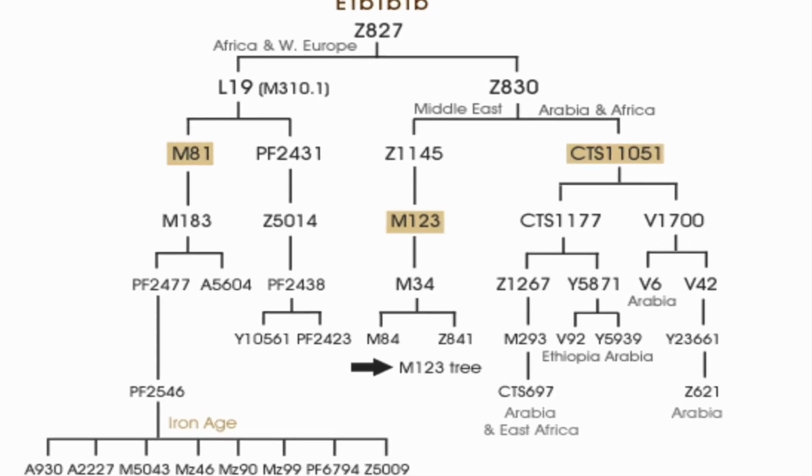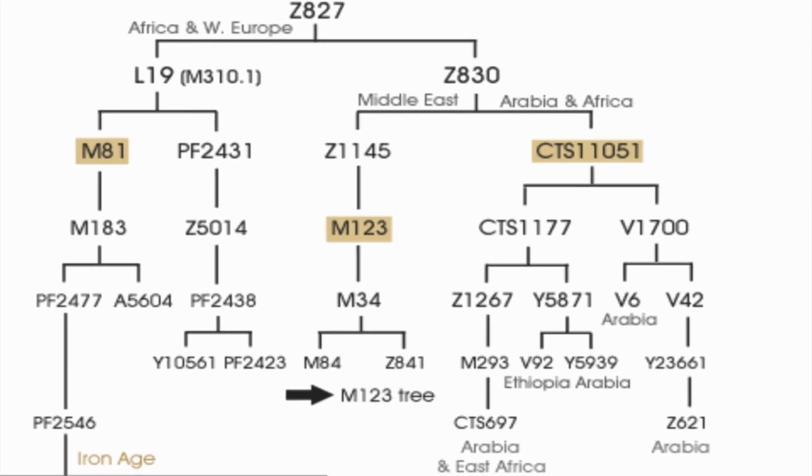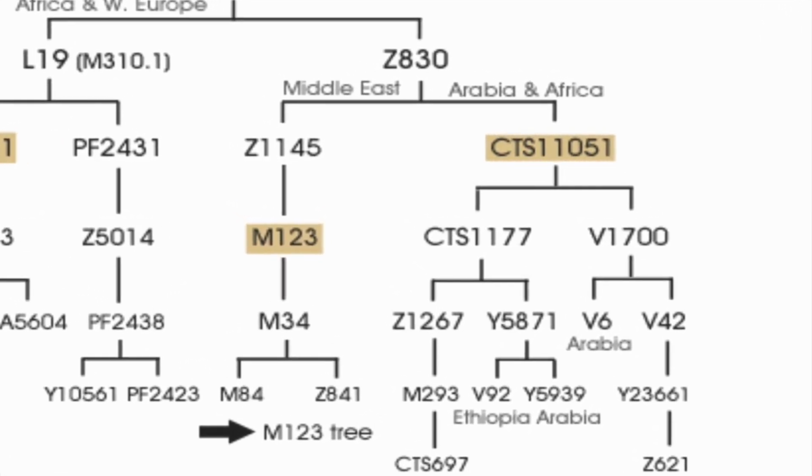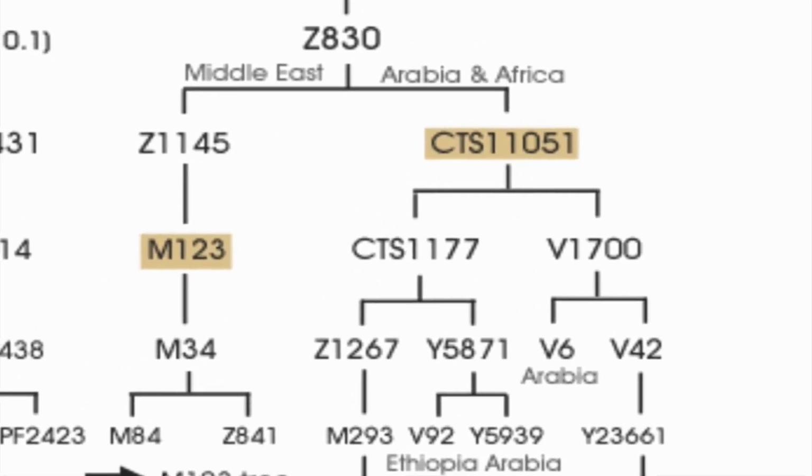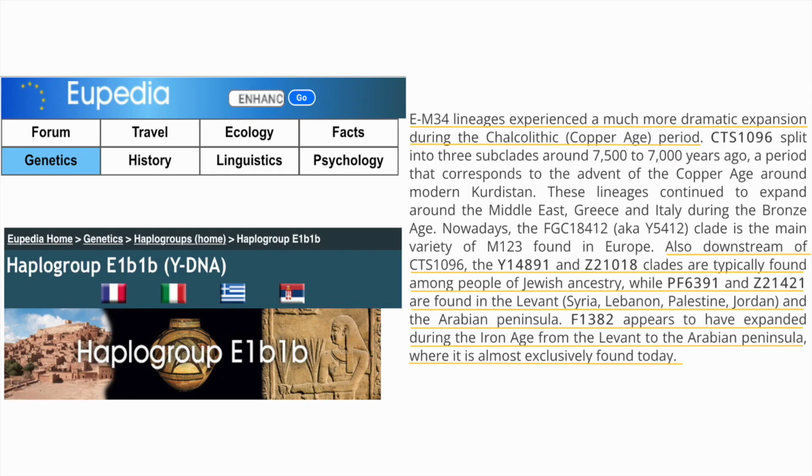E-M34 is downstream of E-M123 and E-Z830, which the Natufians carried. According to the webpage Eupedia titled E1B1B, it reads, E-M34 lineages experience a much more dramatic expansion during the Chalcolithic Copper Age period.